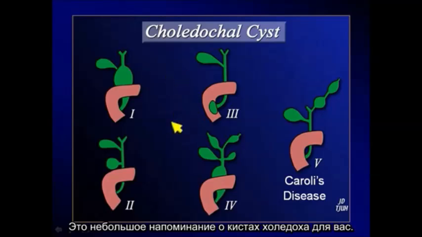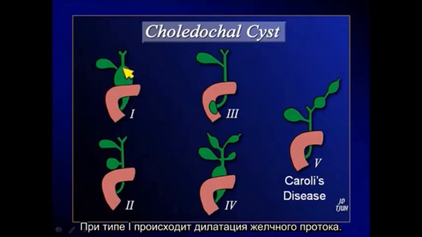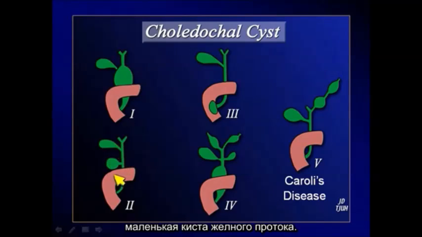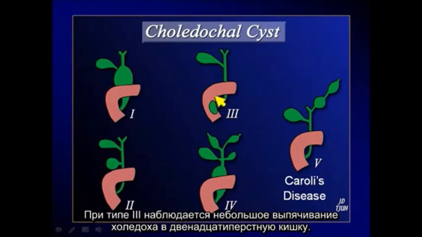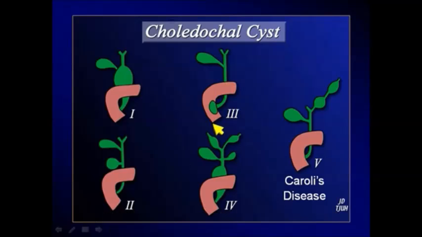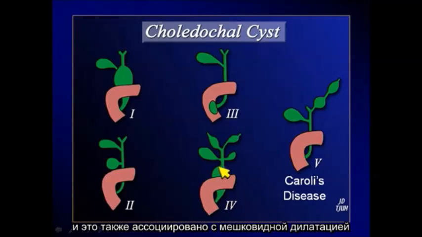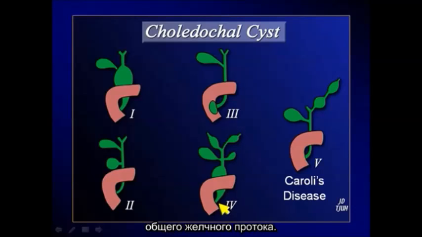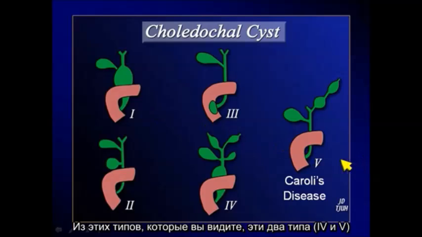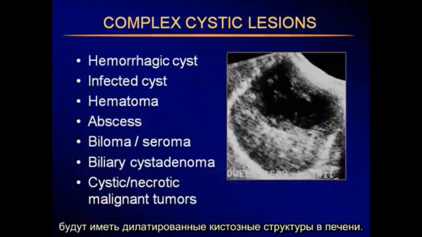This is a reminder for you of the choledochal cyst. The type 1 has a dilatation of the bile duct. The type 2 has a little diverticulum, a little cyst, off the bile duct. Type 3 has a little choledochocele protruding into the duodenum. Type 4 has dilated biliary ducts throughout the liver looking like small cysts, and it also has an associated fusiform dilatation of the common bile duct. And type 5, or Caroli's disease, has the dilated intrahepatic ducts but no dilatation of the common bile duct. So these types you can see, and it's these two that would have dilated cystic type structures in the liver.